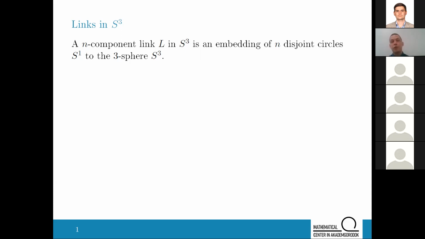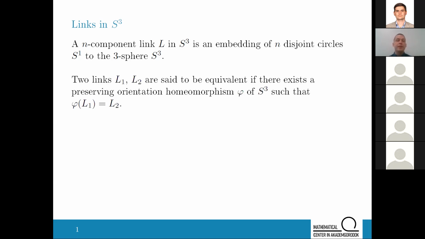And here I wrote the definition of the link in the three-sphere. So let n be a positive integer, and then an n-component link L in the three-sphere is an embedding of n disjoint circles into the three-sphere. It's a very known definition. And two links in the three-sphere are said to be equivalent if there exists an orientation-preserving homeomorphism phi of S3, which maps one of these links to another. It means that one link can be smoothly transformed to another without self-intersecting.